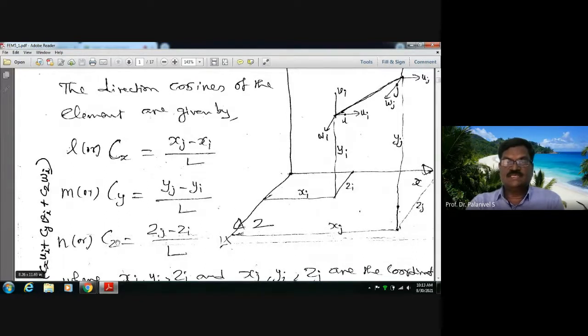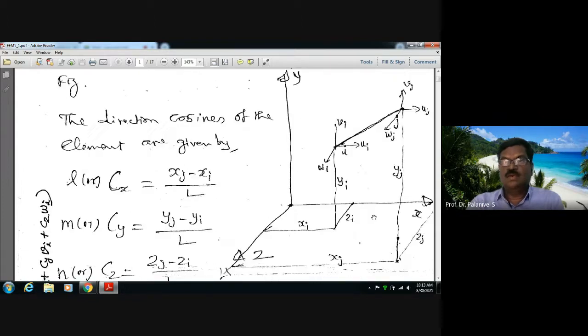Next is Cz. Similarly, Cz also can be shown. You have to visualize, imagine. Zj minus Zi divided by L. I hope you will understand. Apply your mind, think and visualize, imagine what is the angle made by this member with respect to the x-axis, y-axis, z-axis, and cos of whose value.